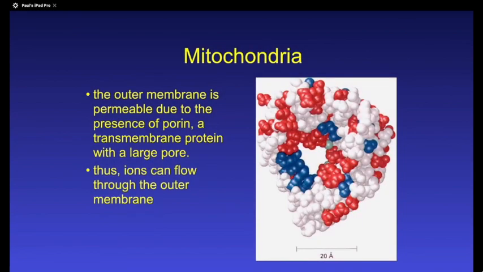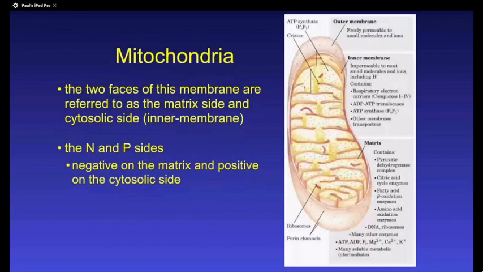I said that the mitochondria's outer membrane has large pores. Those holes are created by a very large protein called porin. It's a transmembrane protein, and what you can see, this transmembrane protein actually has a very large hole that is polar, that can stabilize things moving in and out. Now, the mitochondria has two faces in terms of the matrix side on the inside and the cytosolic face, or what we call the inner membrane. It can move through those pores, and each of those sides has a polarity. One is the N side, and one is the P side, the negative side, or the positive side.